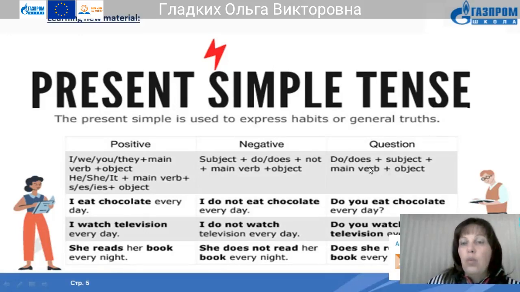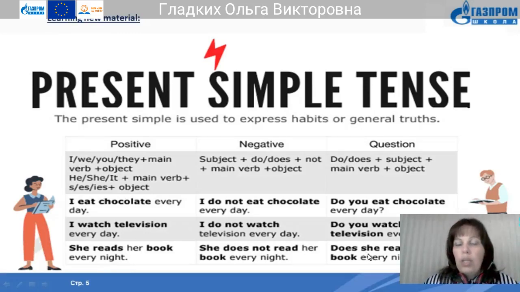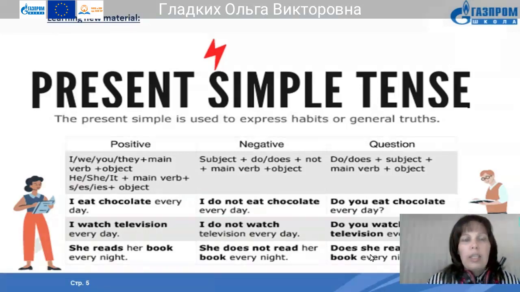Next, when do we use questions? We use the verb do or does plus subject plus main verb plus object. Do you eat chocolate every day? We ask a question. Do you watch television every day? Or does she read her book every night? So, and now one more. Let's see. When do we use present simple tense? So, are you ready to watch a video?